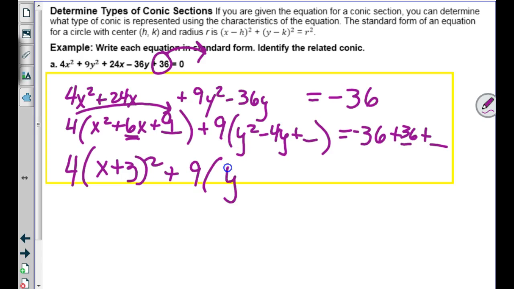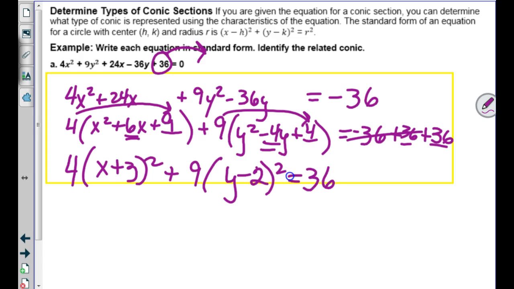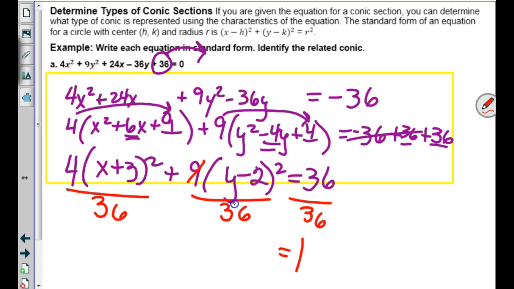Over here, the 9 stays out in front. Half of this is minus 2. Squared is 4. So again, I added 9 times 4, which is 36, over there. These cancel each other out, and I end up with 36. At the end of these, what is the thing that's true about both of these two equations? The right-hand side says equals? 0. No. Equals 1. It has to equal 1. So you have to divide this by 36, this by 36, and this by 36. So we get equals 1. 9 over 36, 9 goes into 36 4 times. And 4 goes into 36 9 times.